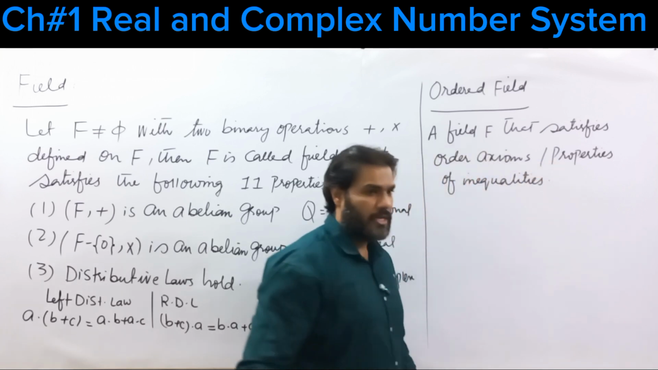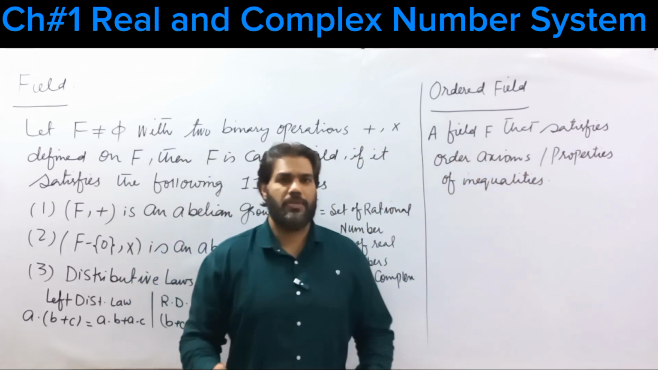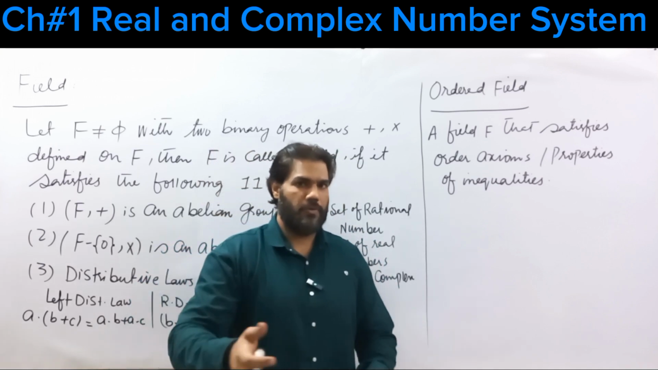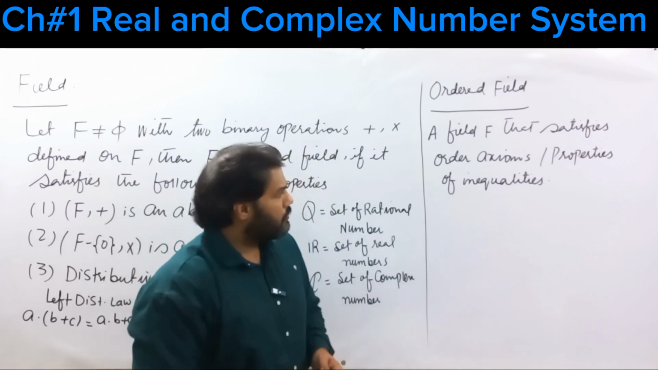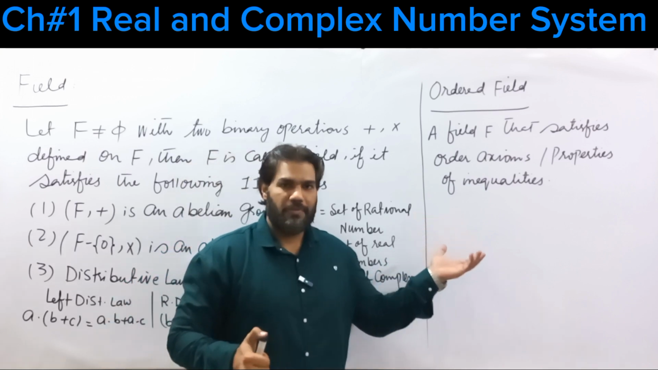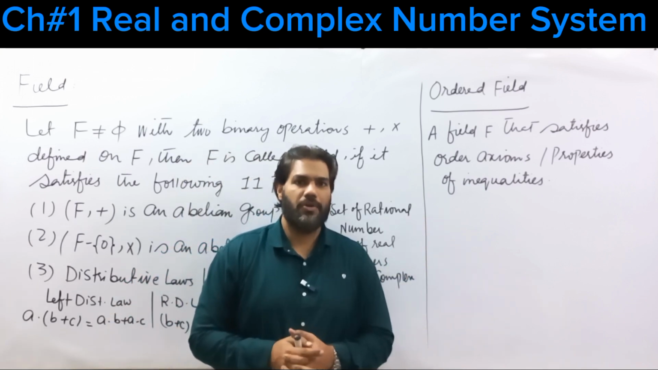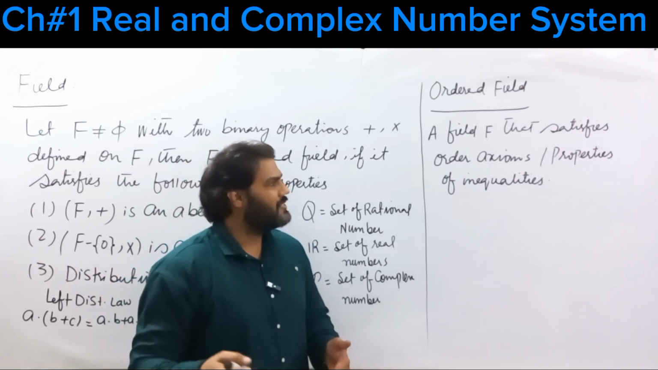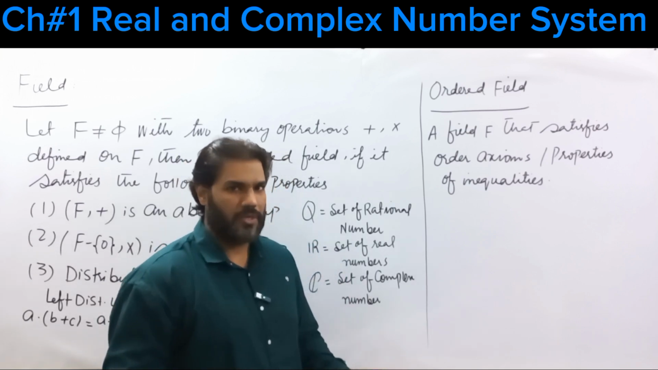So this definition actually gives the same concept as the definition available in the book of Walter Rudin. It is a very simple definition. A field that satisfies the order axioms is called an ordered field. Now, what are the order axioms, or what are the properties of inequalities?